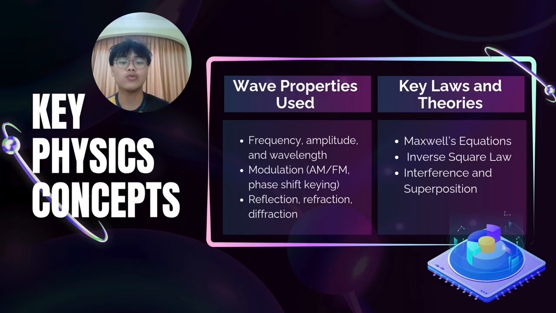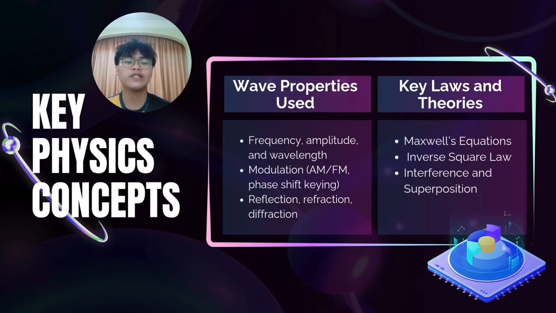Next, we have a look at modulation techniques. To carry information, the wave has to be changed or modulated. In old systems, we used AM and FM, but now more advanced methods like phase shift keying are used to transmit data by shifting the wave phase. This is how your phone knows what data is being sent or received.